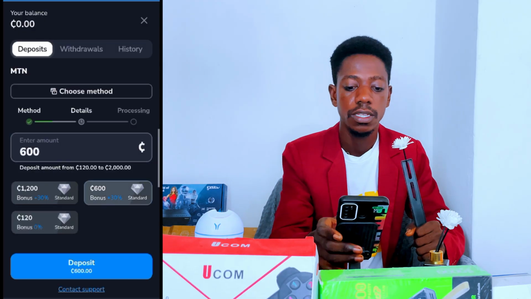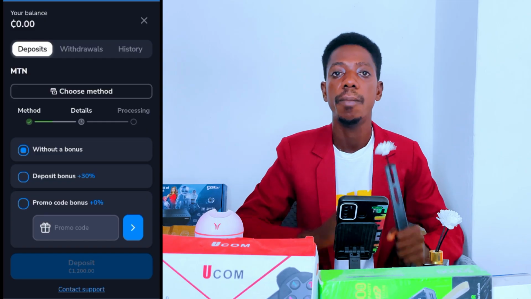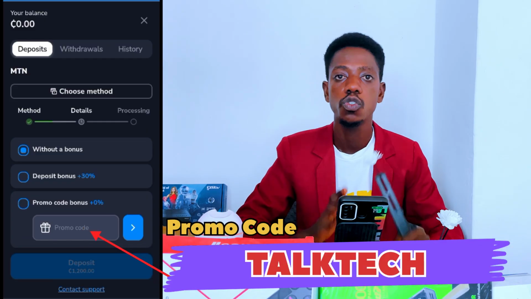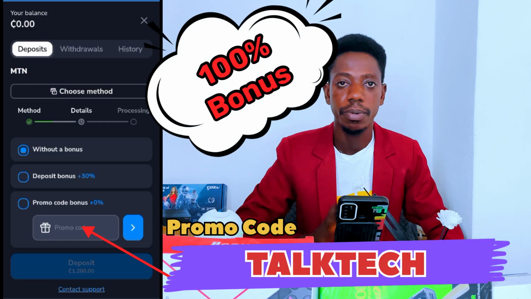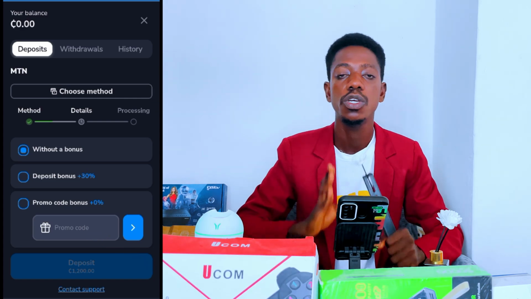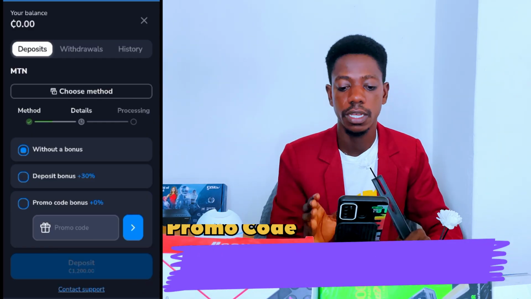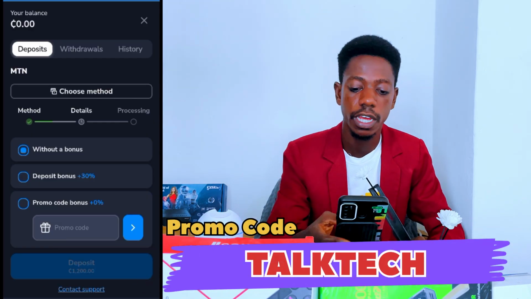So for instance, 1,200 Ghana cedis here. Then one thing you need to take note of is that if you use my promo code, StockTech, to make a deposit, you get a 30% bonus on your first deposit, irrespective of the amount that you use to make the deposit. So my promo code is StockTech. As you see on the screen here, you enter it here.